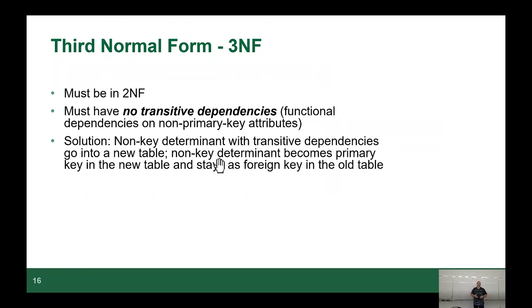So to be in third normal form, you must be in second normal form. That comes as a shocker. There must be no transitive dependencies anymore. So functional dependencies on non-primary key attributes are gone. So what do we do? Same thing we did with partial dependencies. We take the transitives, break them out as a separate entity.